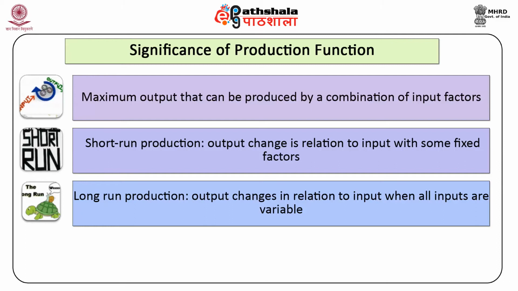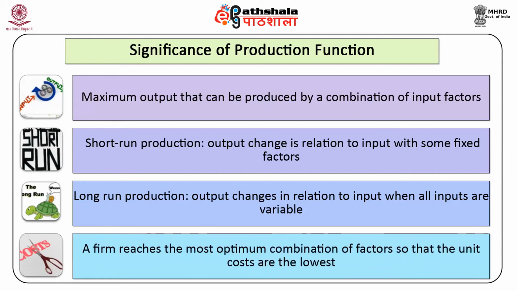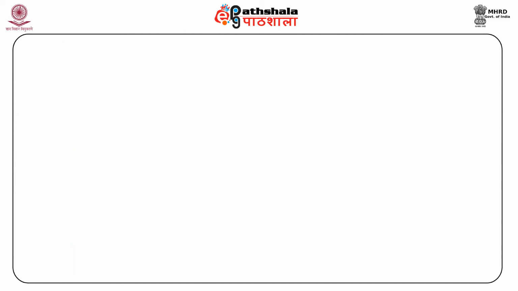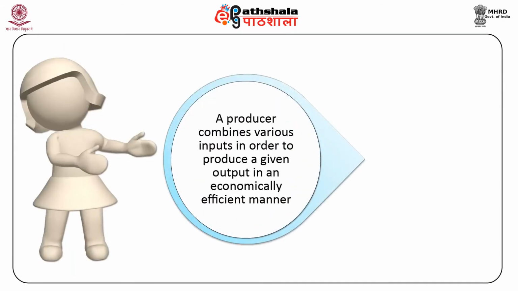Third, the production function explains how a firm reaches the most optimum combination of factors so that the unit costs are the lowest. Fourth, production function explains how a producer combines various inputs in order to produce a given output in an economically efficient manner.